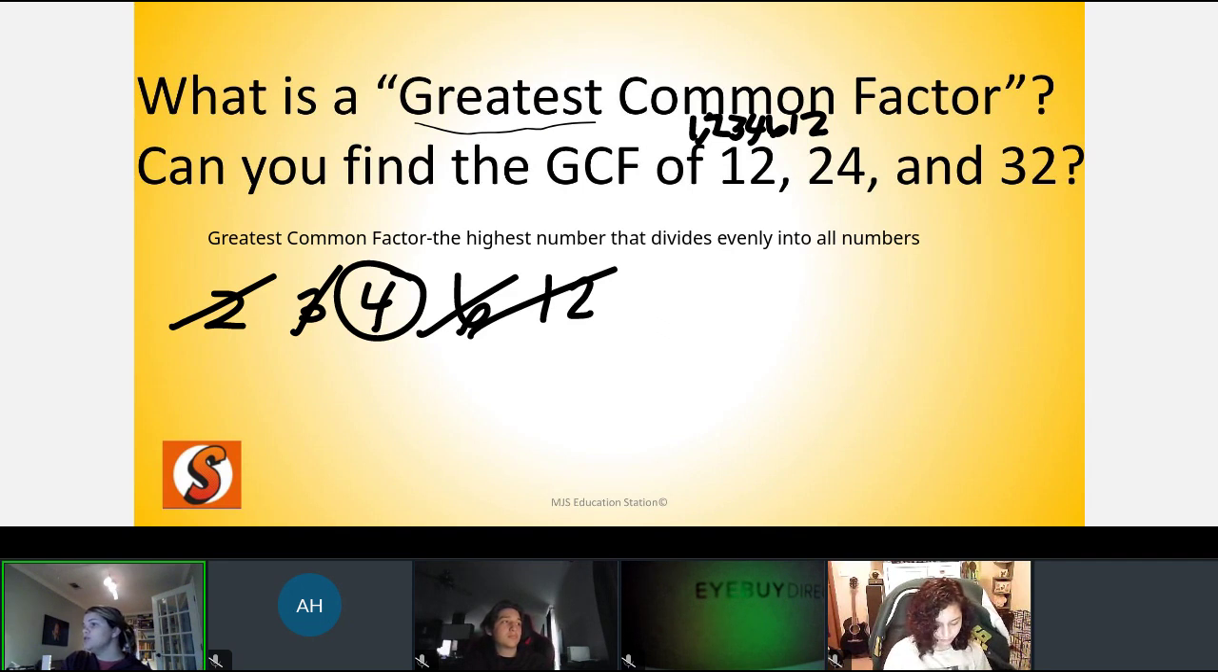So what you can do is take either your smallest number or your biggest number, and list out the factors. So for 24, I would have had 1 and 24, 2 and 12, 3 and 8, 4 and 6. And you can just start going through each of those. That 6 is not one because 32 divided by 6 gives us a decimal. Good question.